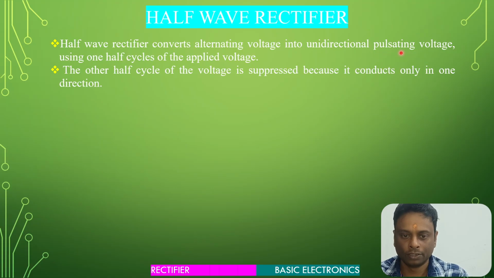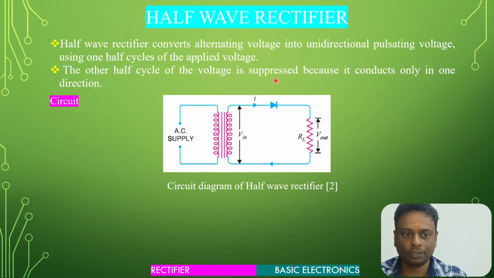The other half of the voltage is suppressed because it conducts only in one direction. We are using one diode in this case. We know that the diode is a unidirectional device, which is why it conducts in only one direction. For one half cycle we get the voltage, and in the other half cycle the voltage is suppressed. So let us see the circuit diagram.